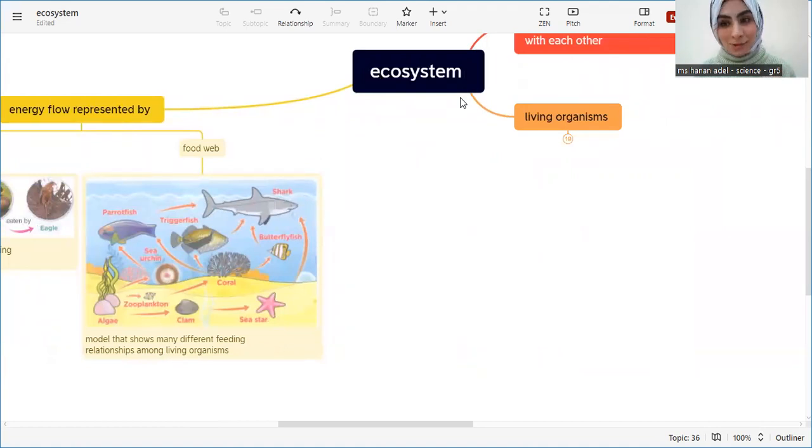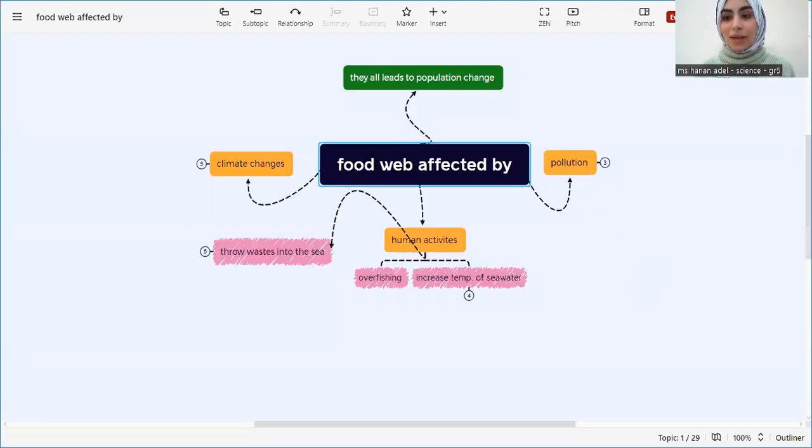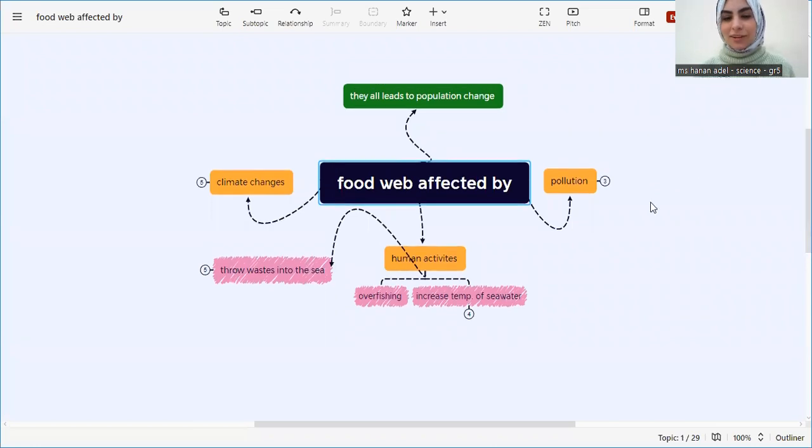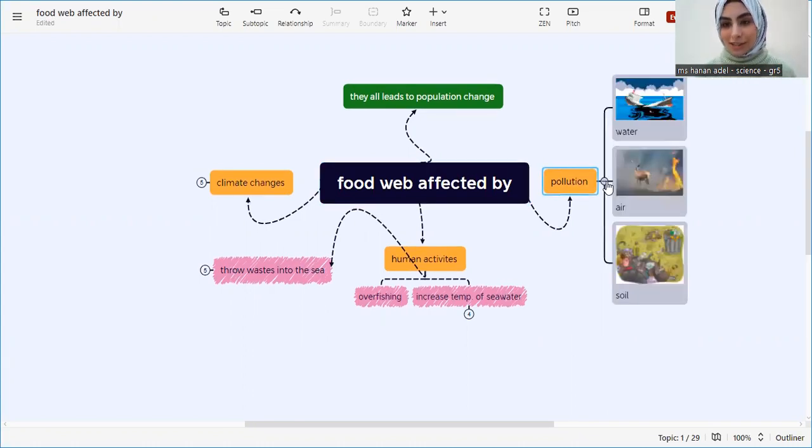We learned what an ecosystem is. Now we will learn what the factors are that affect this ecosystem. We actually have three factors that can affect any food chain, any food web, or any ecosystem at all. They can affect them in a bad way or in a good way, whatever. Three things, which are what? It's pollution, human activities, and climate change. Let's finish with pollution first because it's super easy.